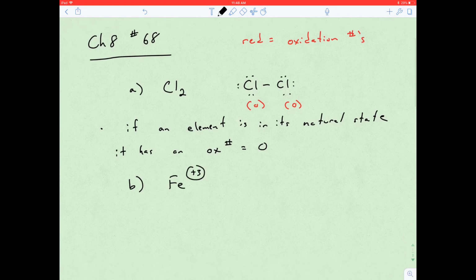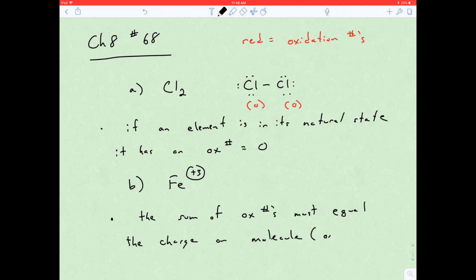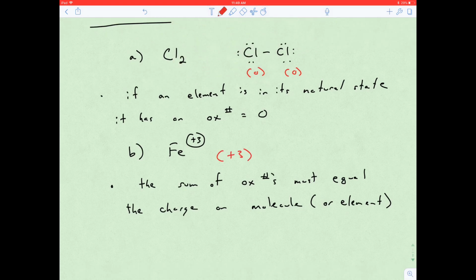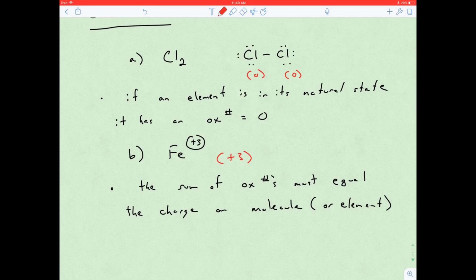Part B looks at the ferric ion, and so remember that the sum of oxidation numbers must equal the charge on the molecule, or in this case, element. So since the iron is in a +3 charge, that's why its oxidation number is also +3, right? Because the sum of the oxidation numbers must equal the charge, in this case monoatomic +3, so the ferric ion is in that +3 oxidation state.